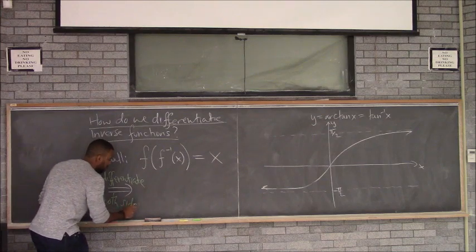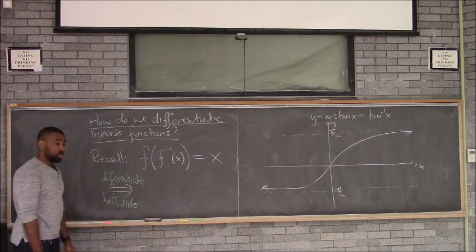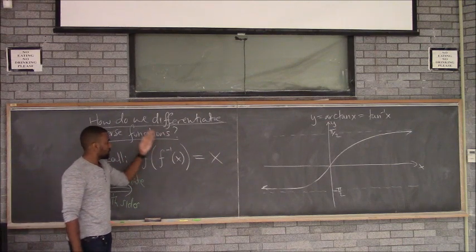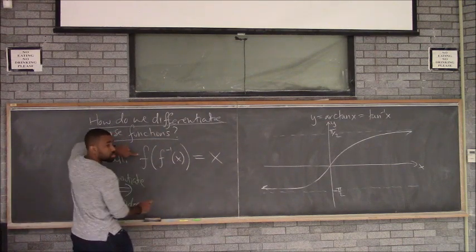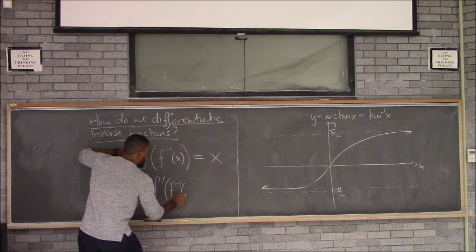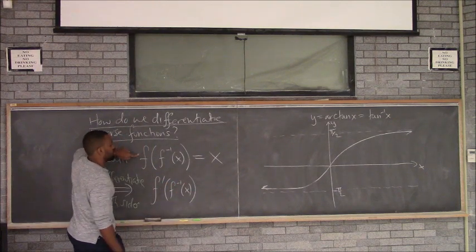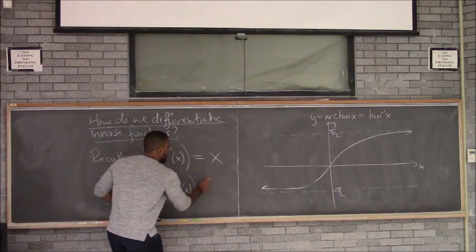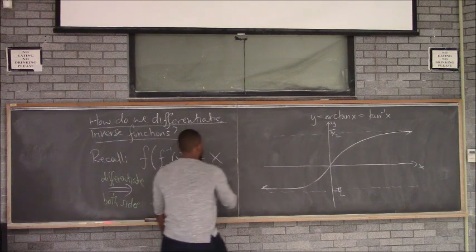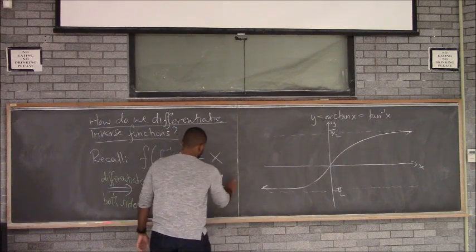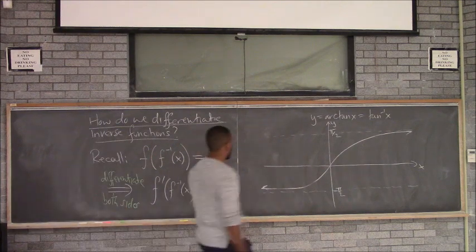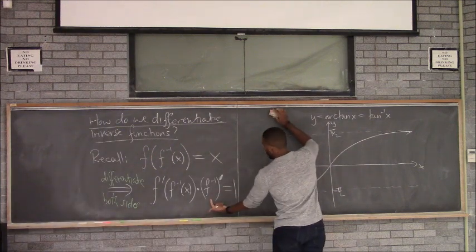So once again, what's going to happen is the chain rule is going to come to our rescue. The derivative of this is going to be what? f prime, leave the inside alone, times the derivative of the inverse function. Derivative of x is 1. I'm taking the derivative with respect to x.